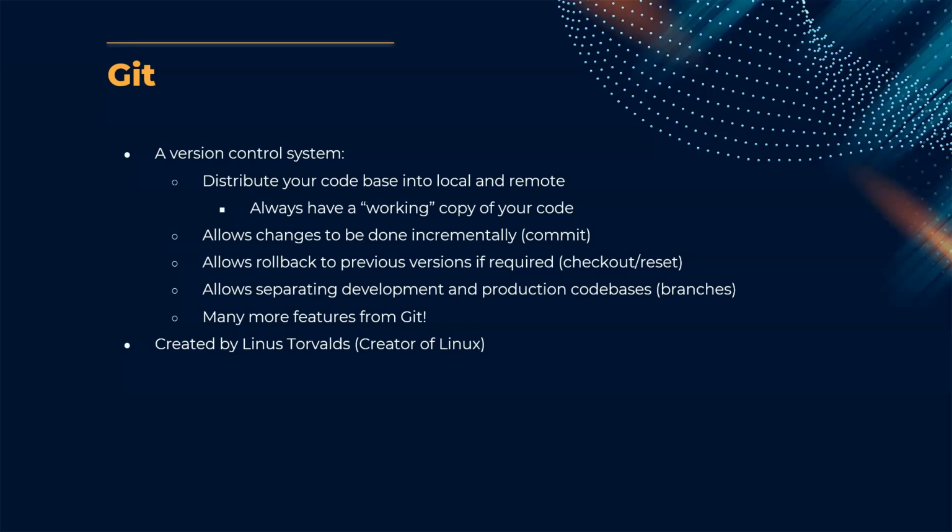So Git also allows you to separate development and production code bases. So for example, if this current code base is already working, you can use Git to create a completely separate isolated environment to start your development, and it will not impact the working copy that you have stored. This is what we call branching, and I'll go through branching very quickly later. And there are many more features from Git, but those are generally a bit advanced, so I will not be going through them in this workshop.